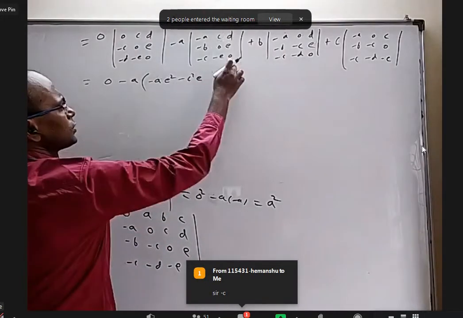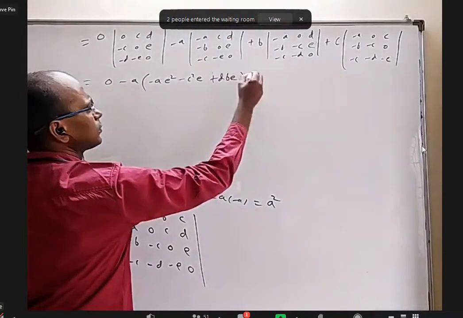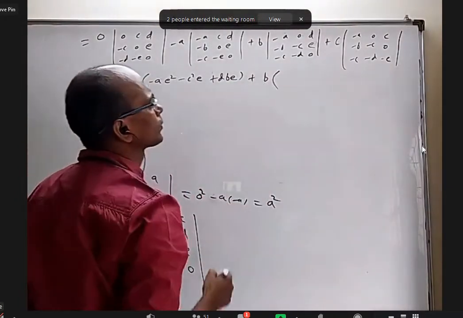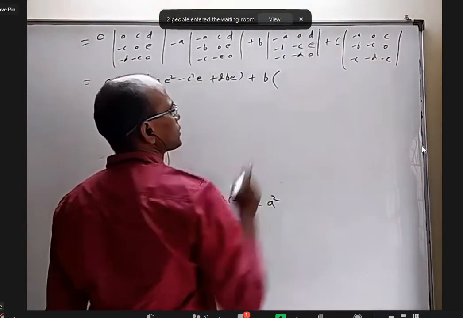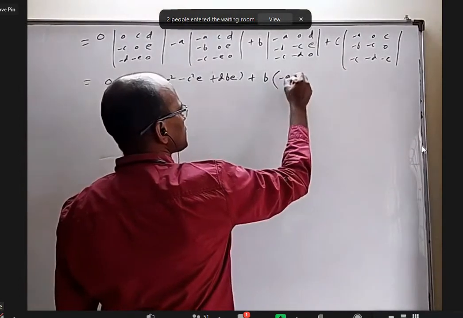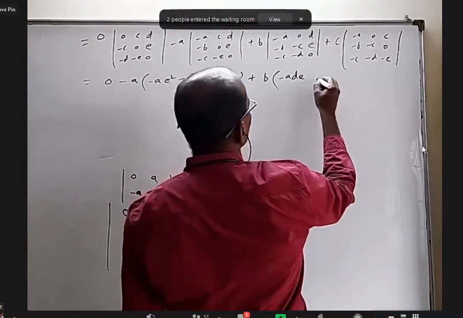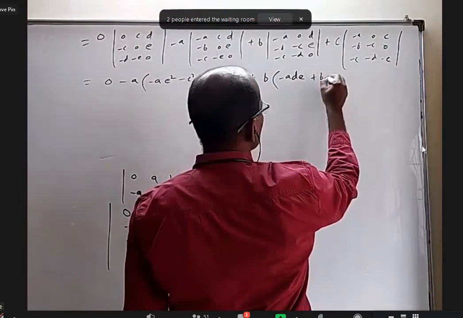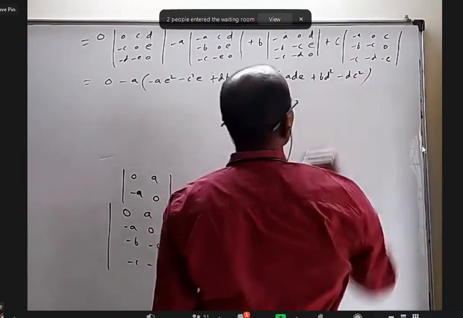Next, D into B, dB. Here, minus A into this is 0. This is D plus D minus AD. 0 into negative 0. D into plus BD square minus DC square.